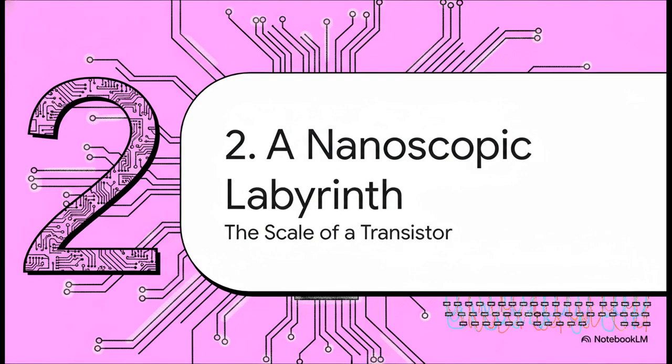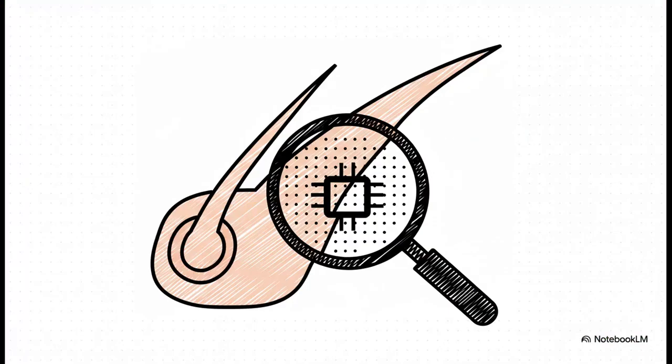Okay, so let's look at that foundation of the whole microchip. We're going to dive into the absolutely mind-bending scale of the transistor itself, that fundamental little on-off switch that makes literally everything possible. So just how small are we talking? Well, a modern transistor can have features as tiny as 6 nanometers. Now, to put that into perspective, a single human hair is about 75,000 nanometers wide. You could fit over 12,000 of these transistors across the width of just one hair. It's just an unimaginable scale.